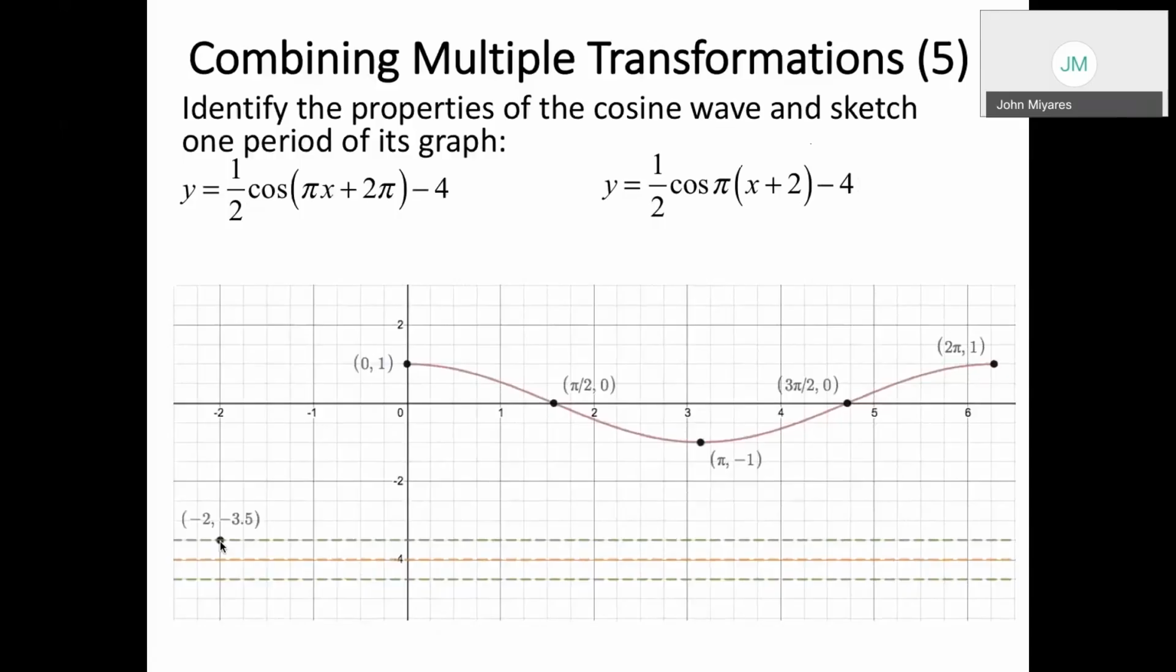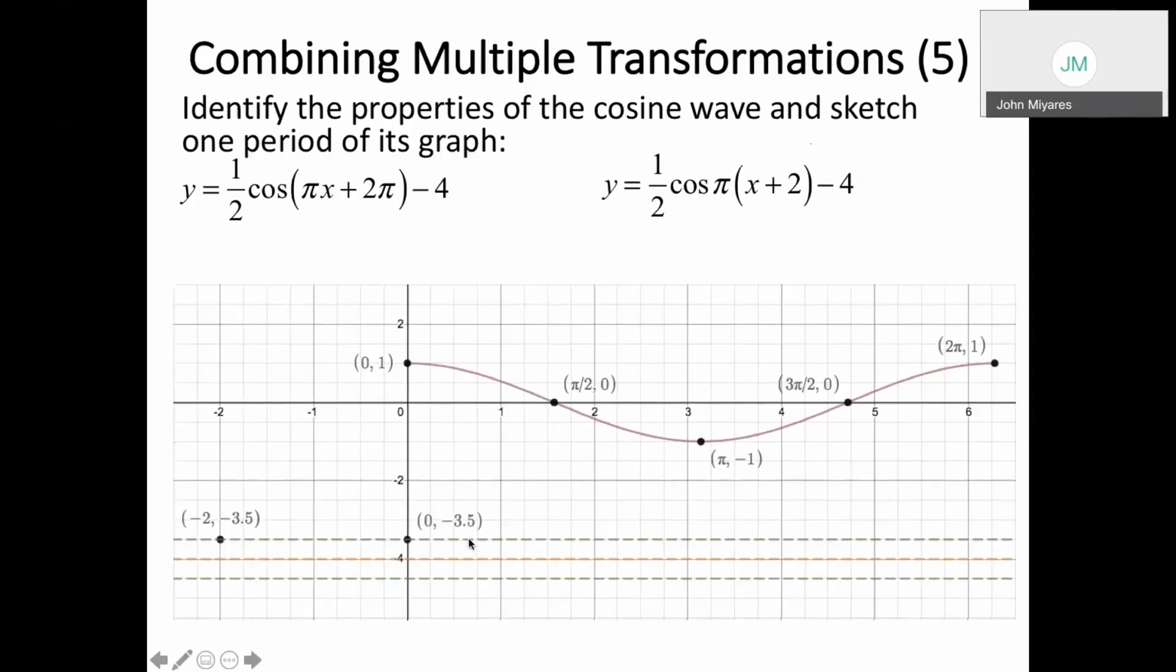Next, the B value being pi means that the wavelength is going to be 2. So we're going to plot this point here that is 2 units to the right of our starting point. So we're at (0, -3.5), which will be the end point of our first cycle of this cosine wave.